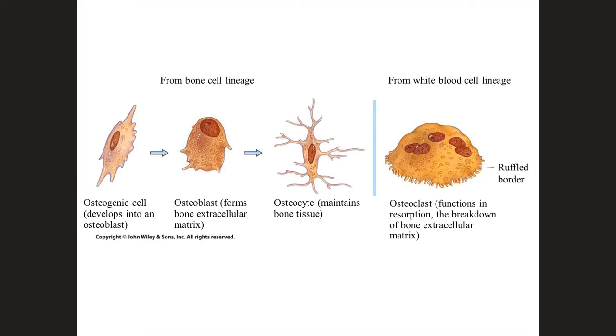The osteoclasts are formed from white blood cells, so they don't come from bone cell lineage. They actually come from white blood cells. And these osteoclasts are bone dissolving cells. They are found on the surface of bone, and they are capable of what is called resorption, where they release their acidic contents and then they resorb the bone. So they're going to break down that extracellular matrix of bone. So we have osteoblasts that are going to build up the bone and osteoclasts that are going to break down bone.